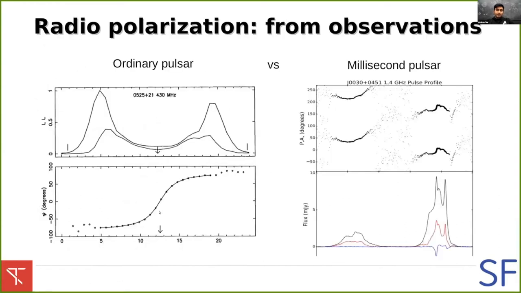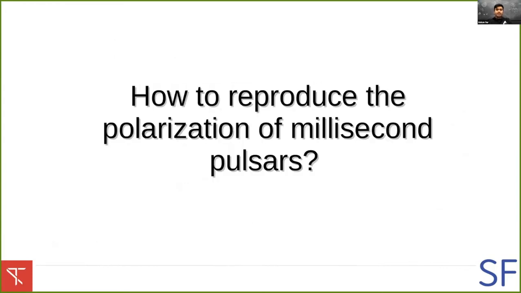Now, if we look at observations for ordinary pulsars, indeed, we recover this S-shaped curve of the position angle. However, this is very much different for millisecond pulsars, which show flat, distorted, or even random position angle curves. So the question that we are interested in is how to reproduce the polarization of millisecond pulsars.